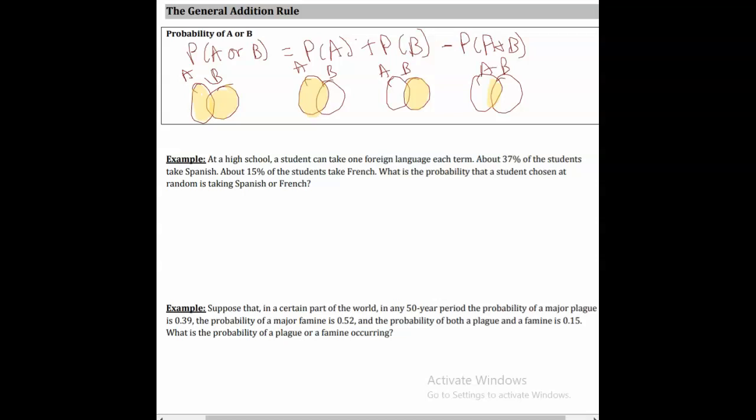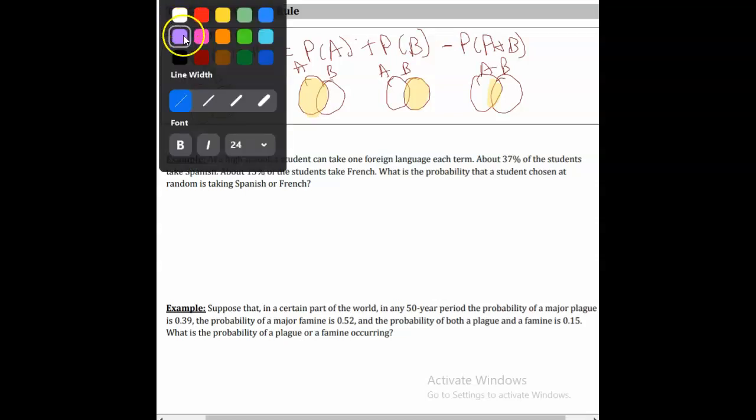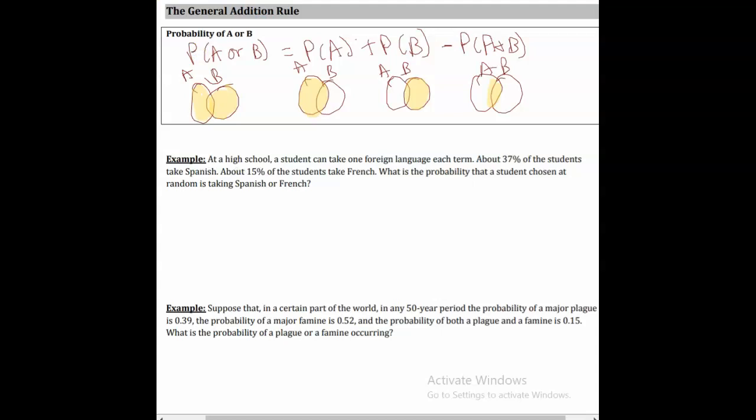So these two examples. At a high school, students can take one foreign language. About 37% of students take Spanish, 15% take French. What's the probability a student takes Spanish or French? So we're going to have the probability of Spanish or French equal the probability of Spanish plus the probability of French minus the probability of Spanish and French.